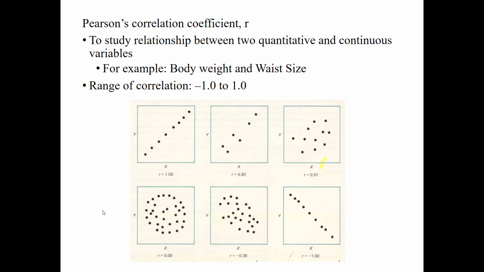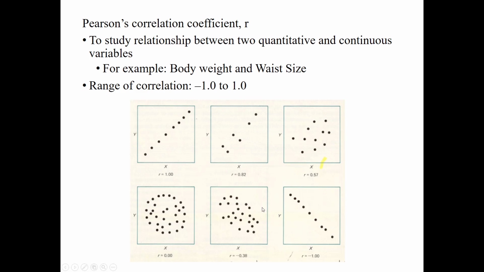When the R value equals 1, there is a perfect positive correlation. If the R value is minus 1, it gives you a 100% negative correlation. If the R value equals 0, there's no correlation. Something in between, if you have an R value of 0.82, there is a strong correlation, but not a perfect correlation, not 100%.